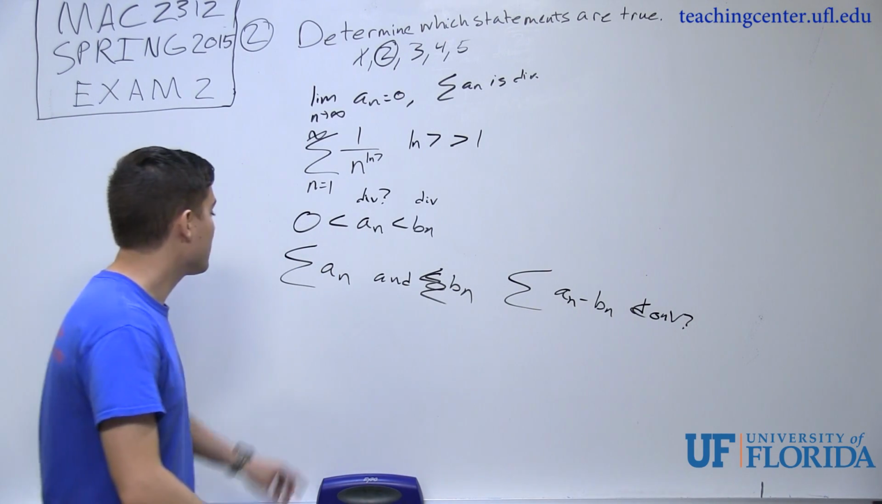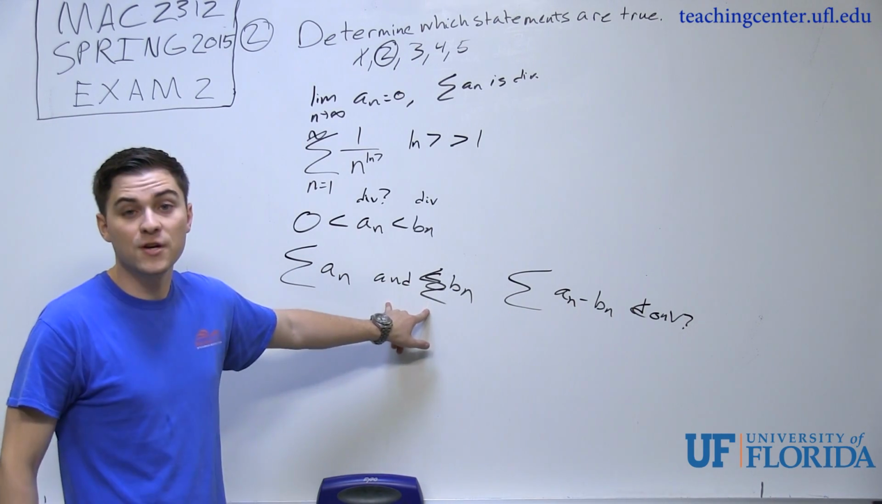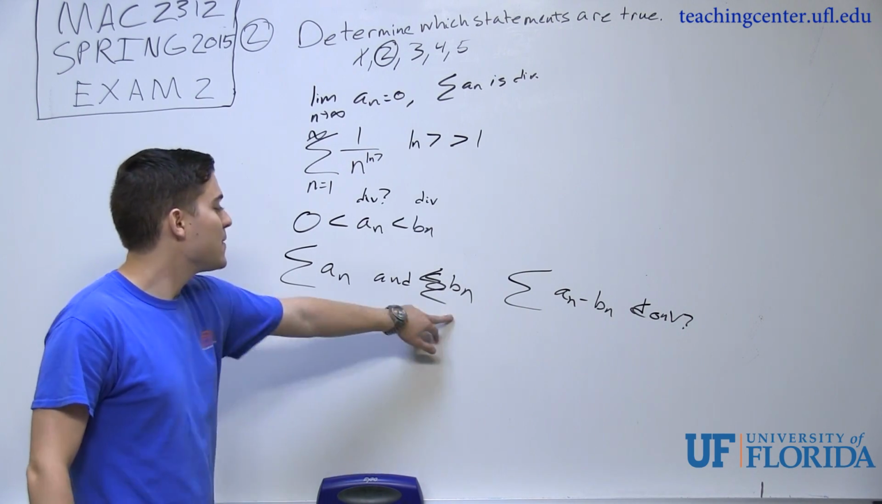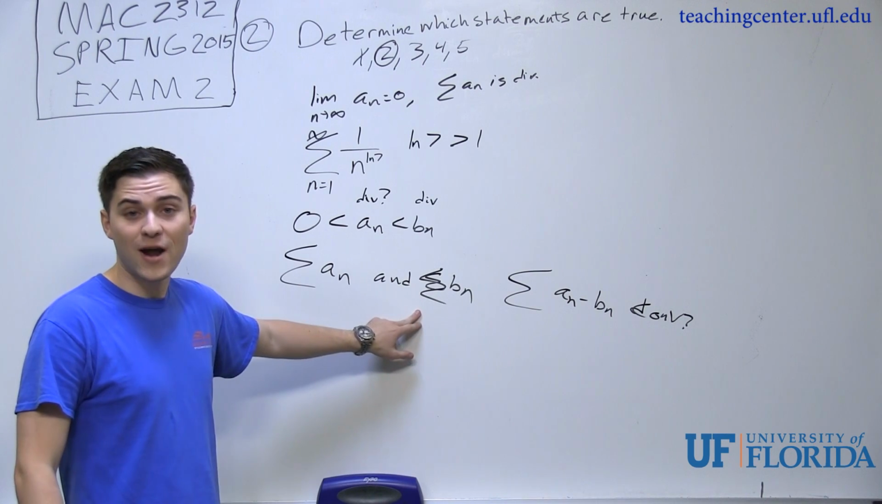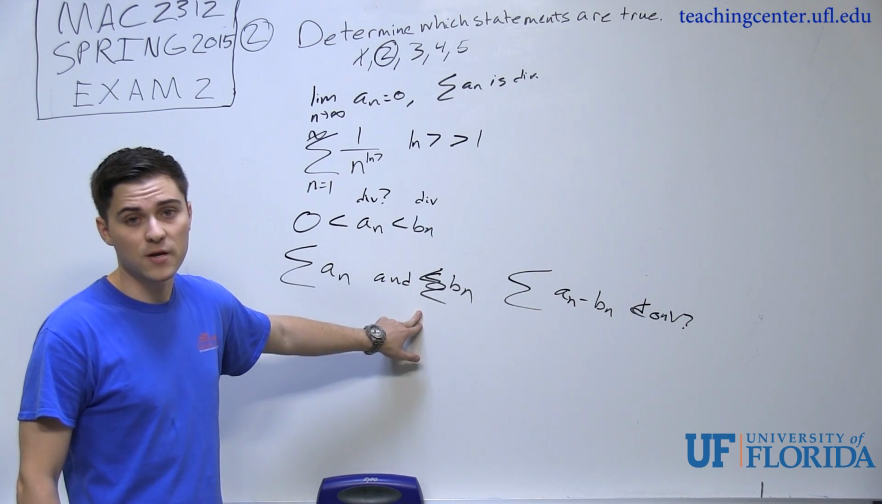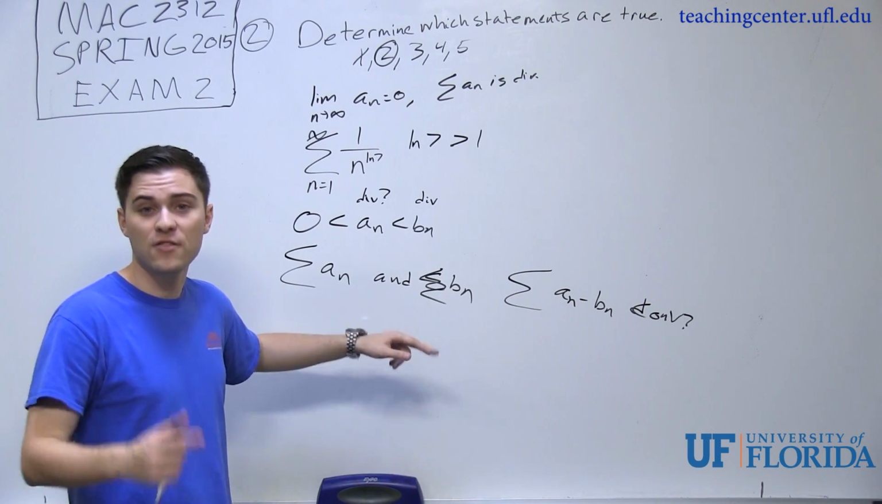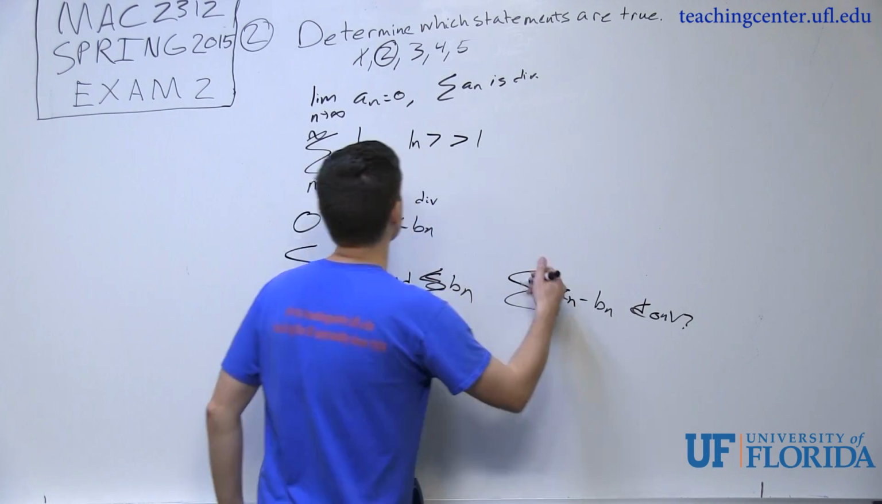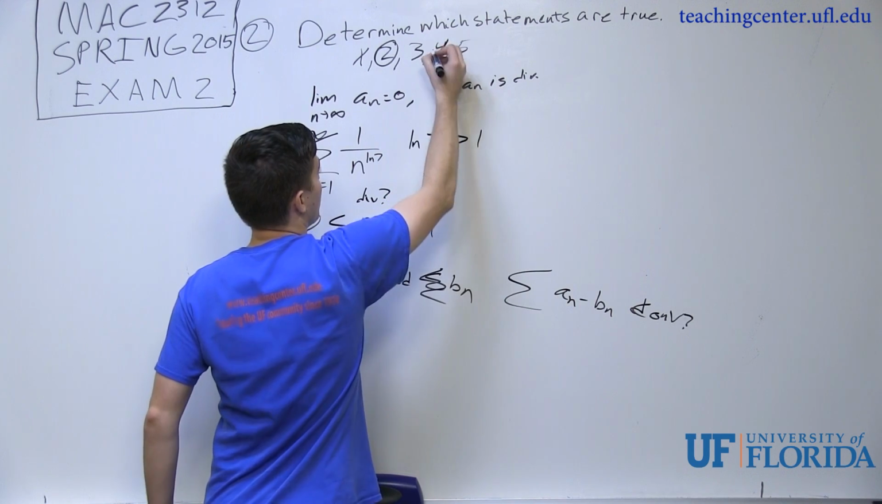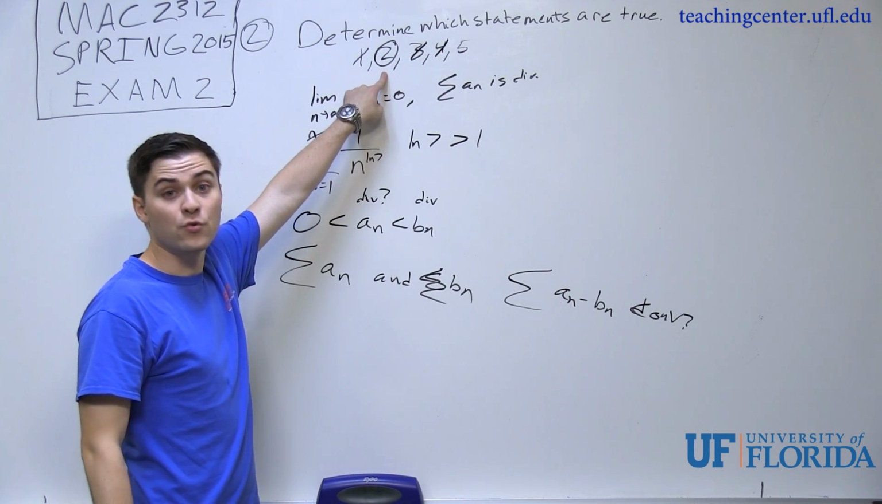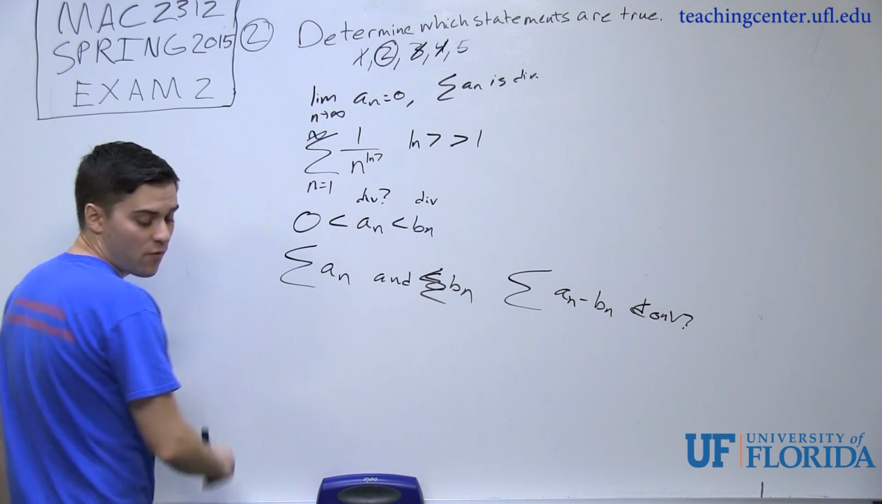Well, according to this, if I have two series that are divergent, subtracting them doesn't change the behavior. Now, if a sub n and b sub n were convergent, then the subtraction of a sub n and b sub n would also be convergent. However, if these two are divergent, just subtracting them does not change the overall end behavior. So this statement is not true. So 4 is not true, and 3 is also not true. So the only one we've proved so far that's true is number 2. So let's move on to the last statement.